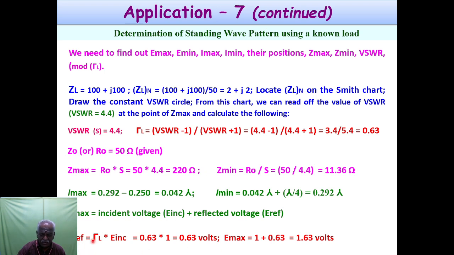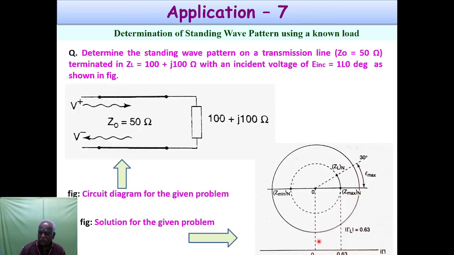Right? So E reflected value is 0.63 volts and E incident is 1 volt. If you add these two, you will get E maximum, the point of voltage maximum, 1.63 volts. So on the right side you will get the points of voltage maxima. Along the left side of the real axis you will get the voltage minima.